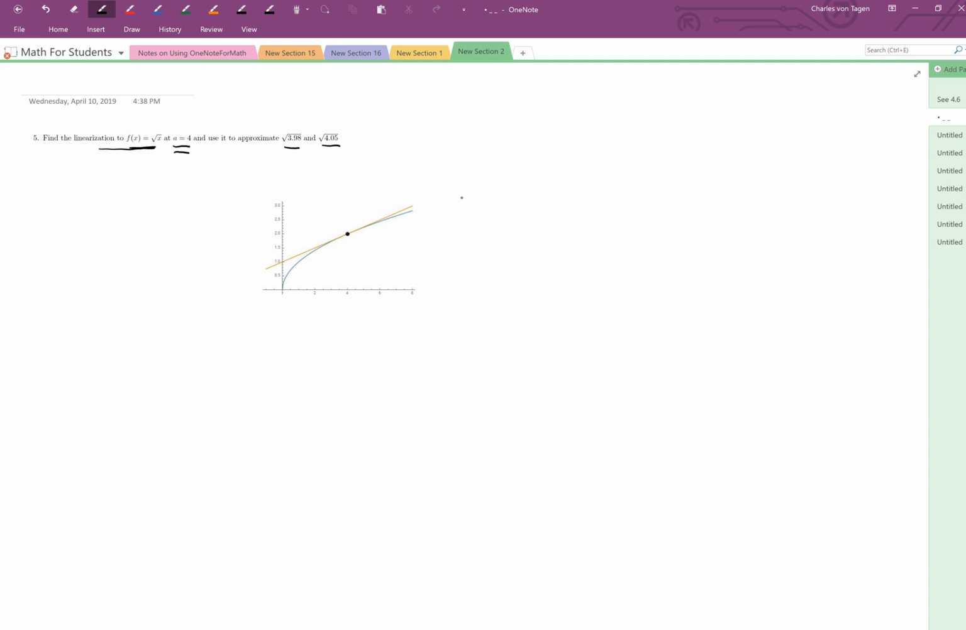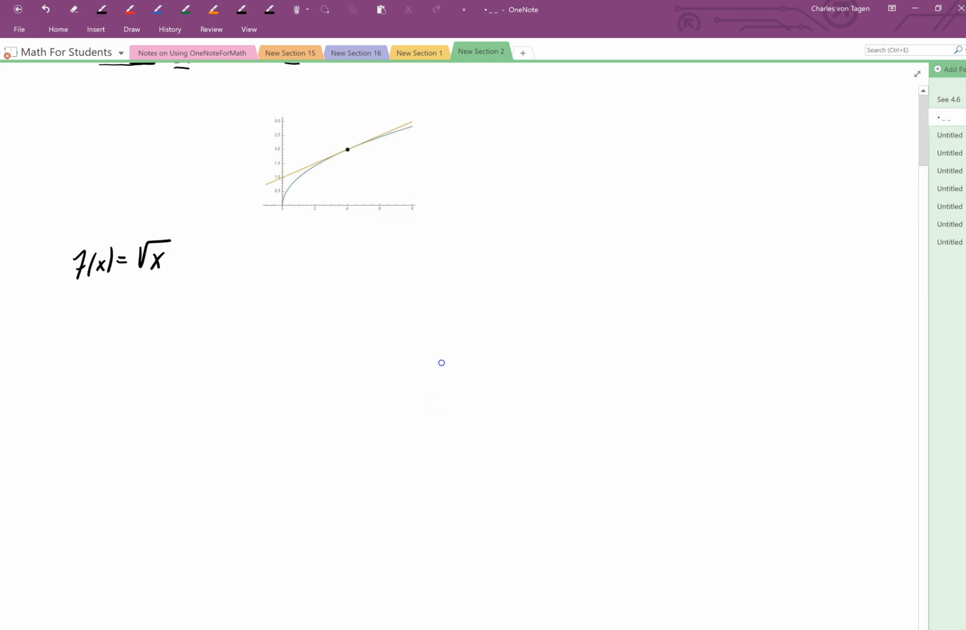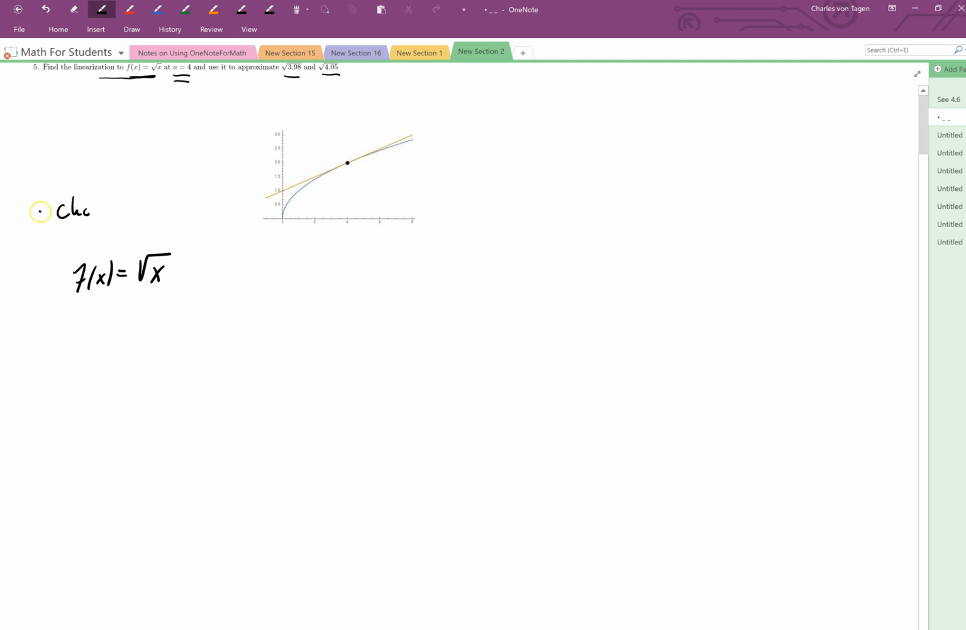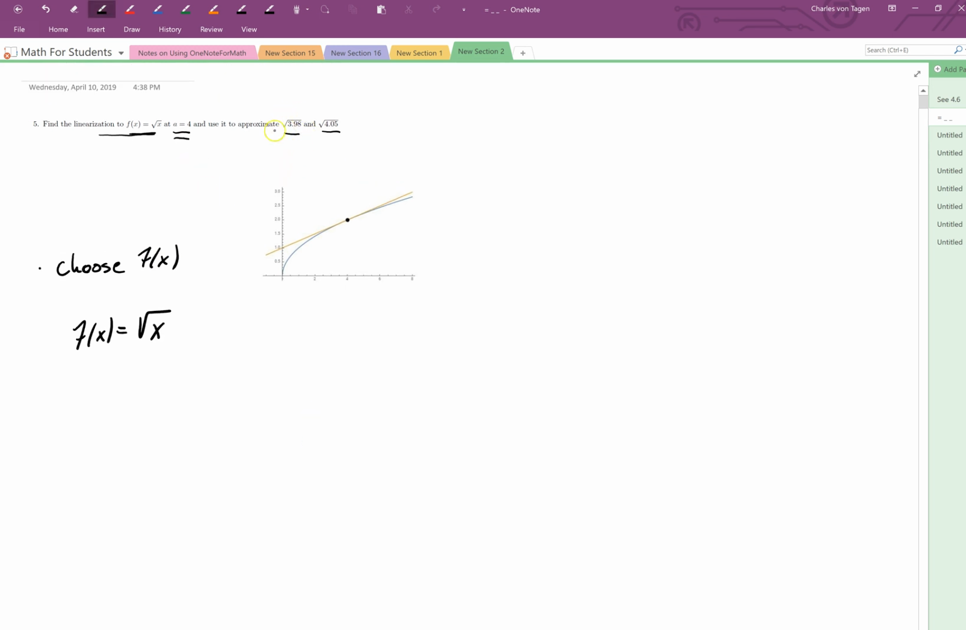So here's how this process works. We need to choose a function. Well, in this case, f of x was given for us, so there wasn't a lot of choice there. Our function is going to be f of x equals the square root of x, and then we need to choose an anchor point. So we're going to choose f of x, and the choice for f of x should mirror the operation that we're trying to do. That's why I suggested we use square root of x, because we're trying to determine the square root of 4.05.